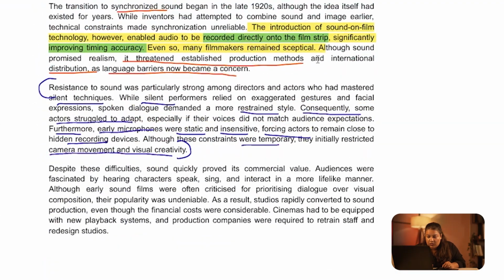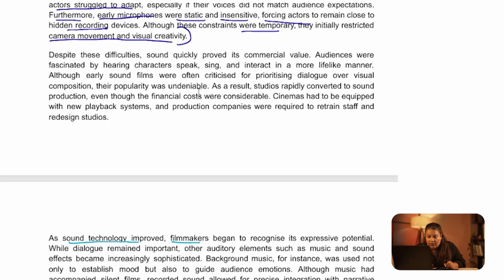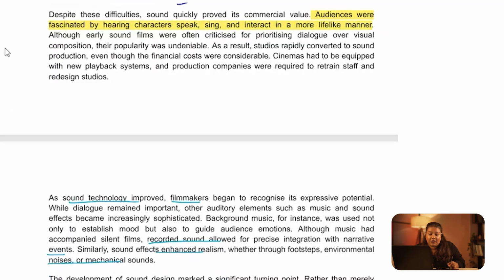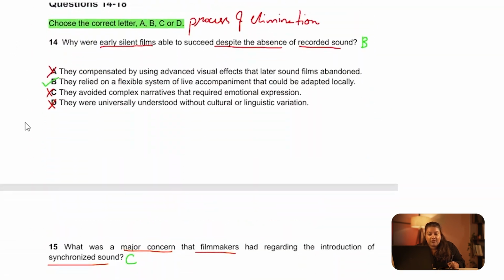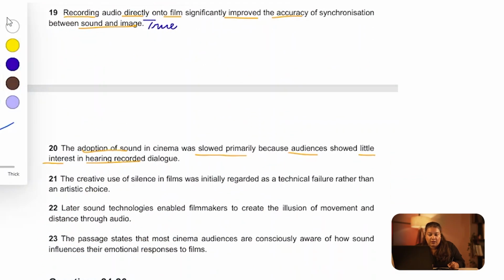So let's start scanning and skimming from where we stopped. We don't have anything talking about audiences here. We do not have it here. We do have audiences here, okay, exactly. It says audiences were fascinated by hearing characters speak, sing and interact in a more lifelike manner. But the statement tells they showed little interest, and here it says they were fascinated. So both are contradictory. So my answer here is going to be false.